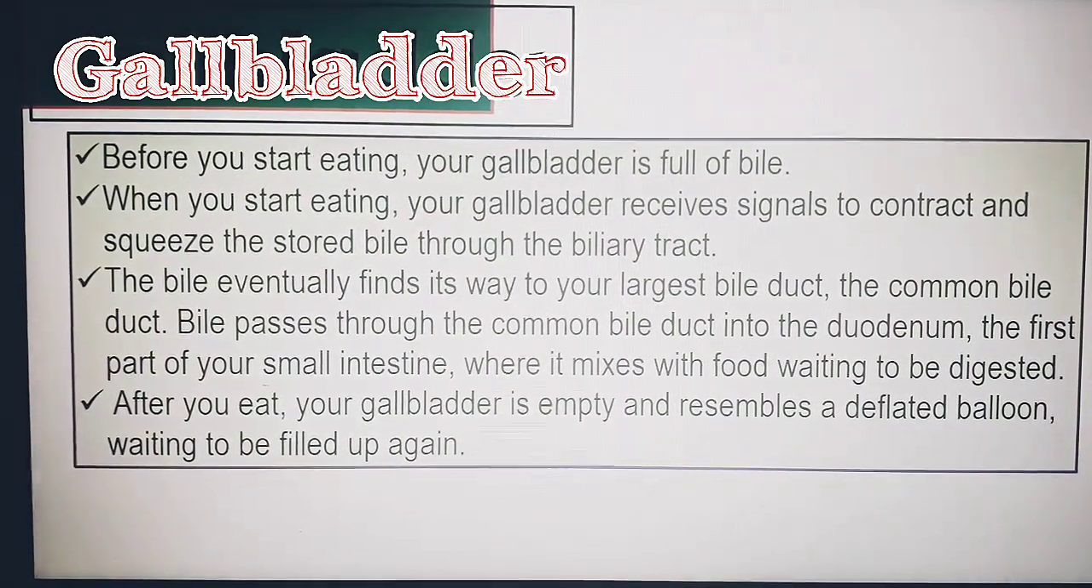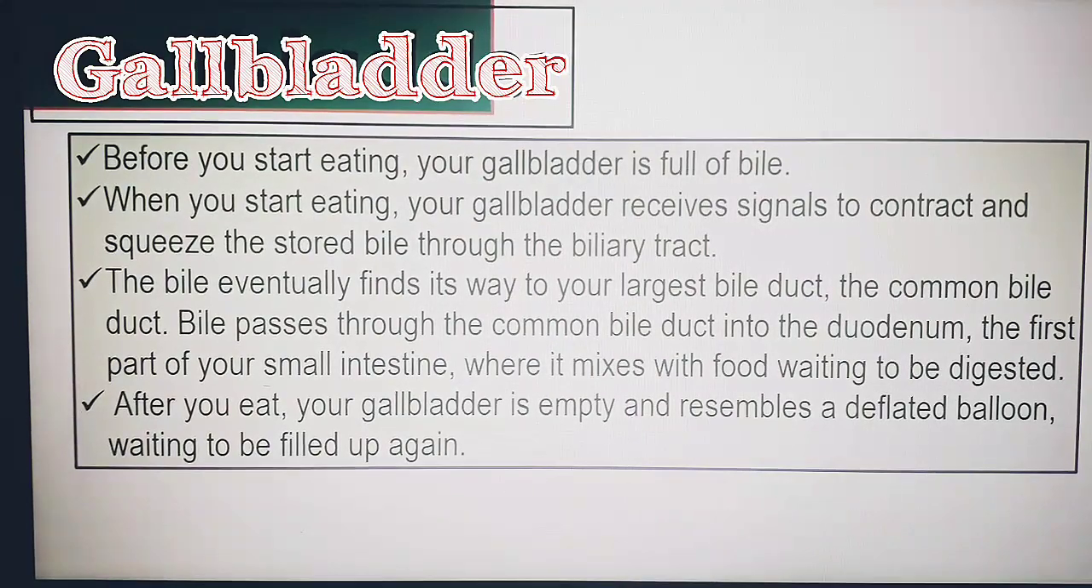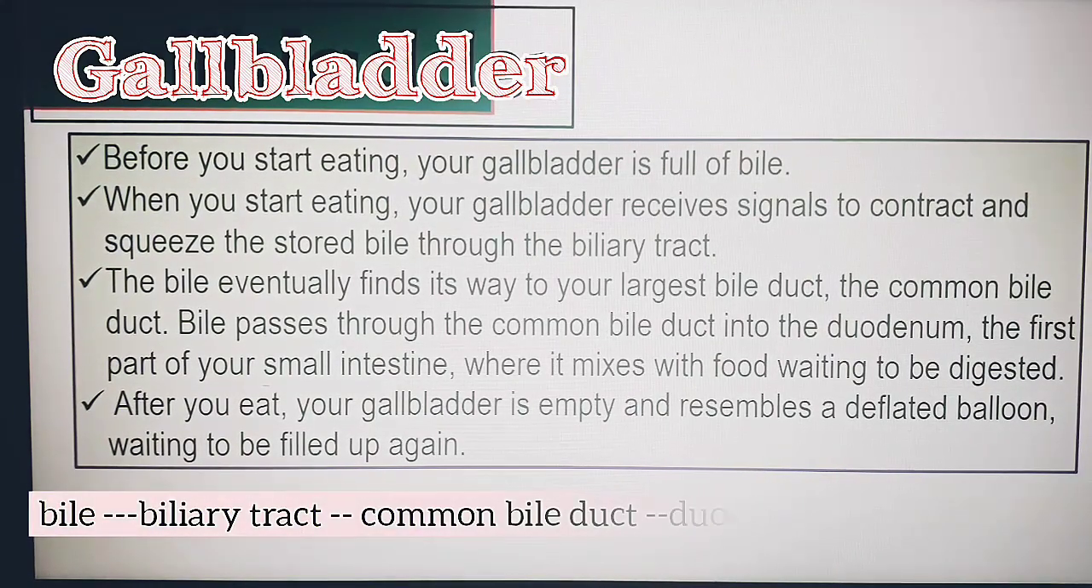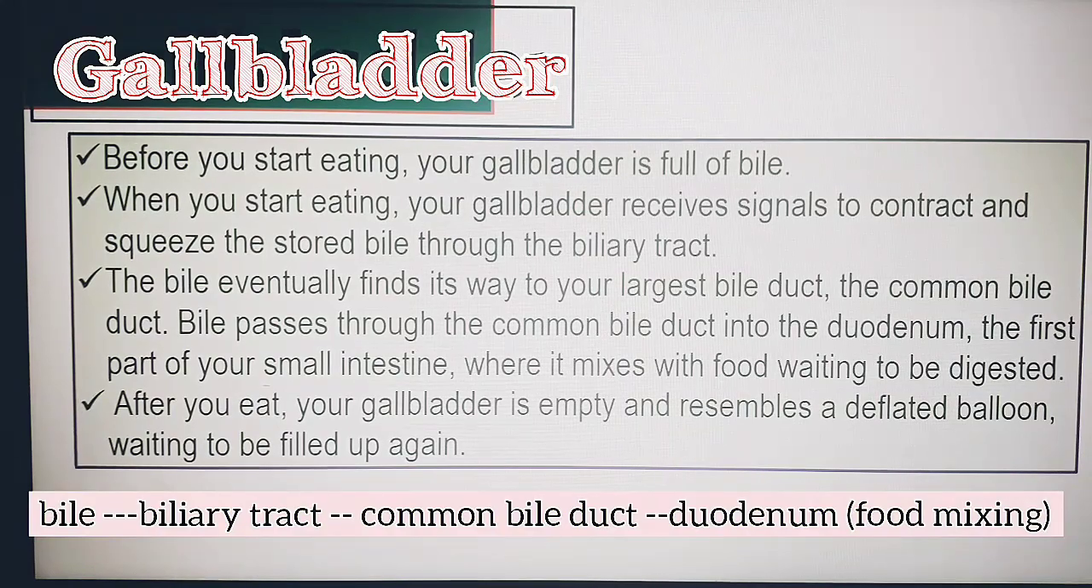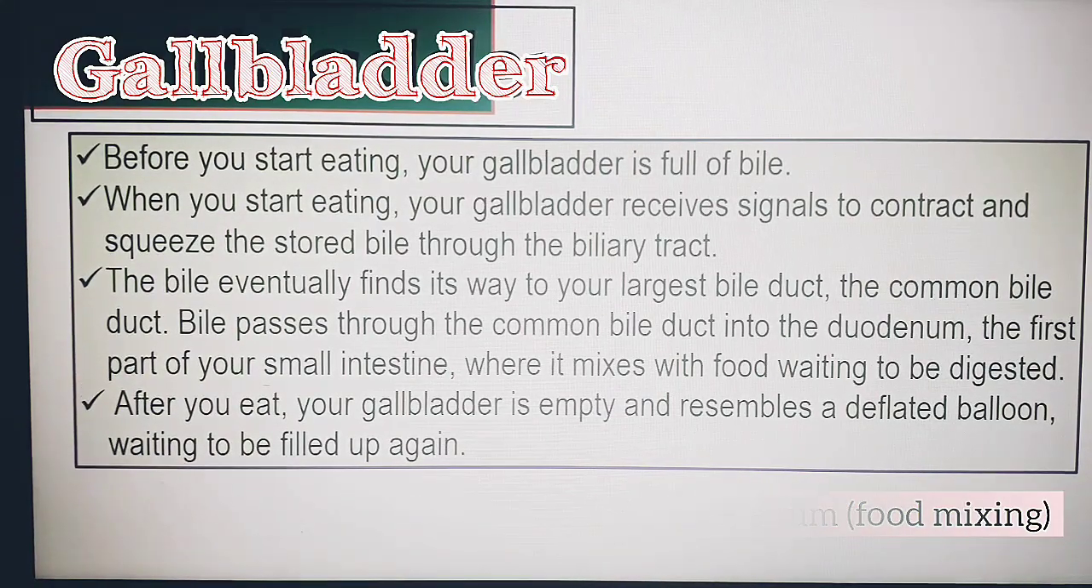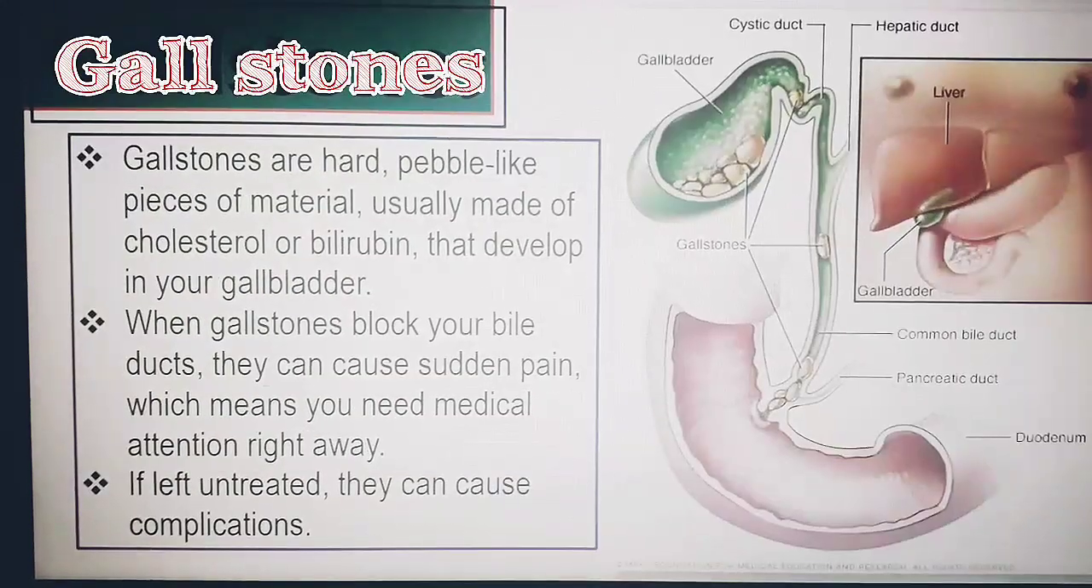Before you start eating, your gallbladder is full of bile. When you start eating, your gallbladder receives signals to contract and squeeze the stored bile through the biliary tract. The bile eventually finds its way to your largest bile duct, the common bile duct. Bile passes through the common bile duct into the duodenum, the first part of your small intestine, where it mixes with food waiting to be digested. After you eat, your gallbladder is empty and resembles a deflated balloon, waiting to be filled up again.